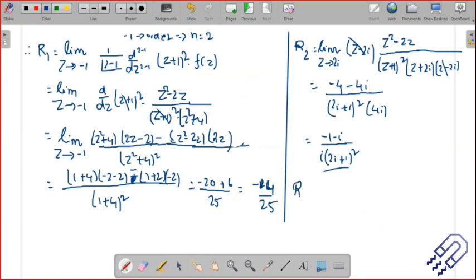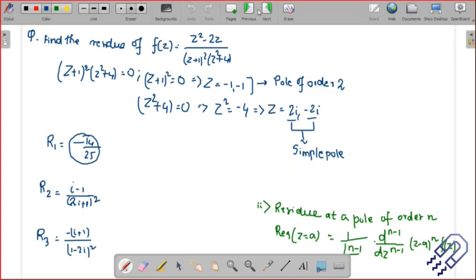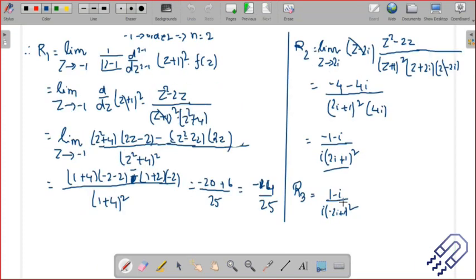Okay, so R3, what I am getting is this. I hope I am doing it correctly. If not, maybe you can just check it once. 1 minus i divided by i into minus of 2i plus 1 whole square. Okay, so that's what I got. All of you please check. Yes, sir, multiply with minus i and plus i. I think this is correct, right? Is it correct? Yes, sir. Yeah, it looks correct to me. Okay. So these are the three residues that we have.